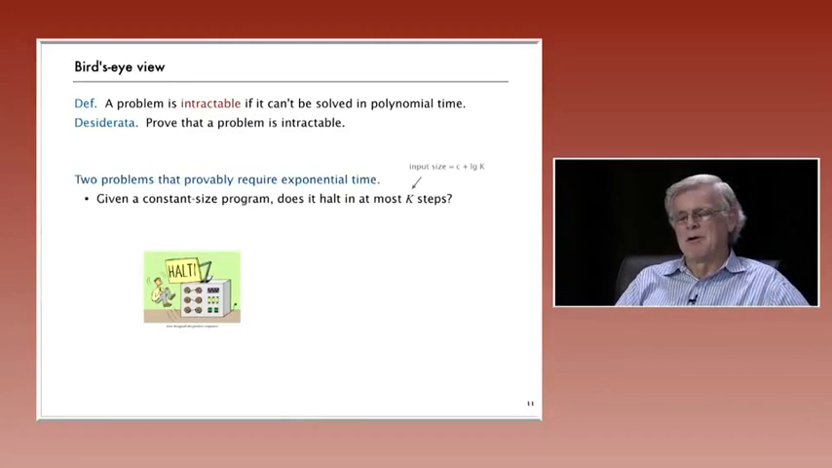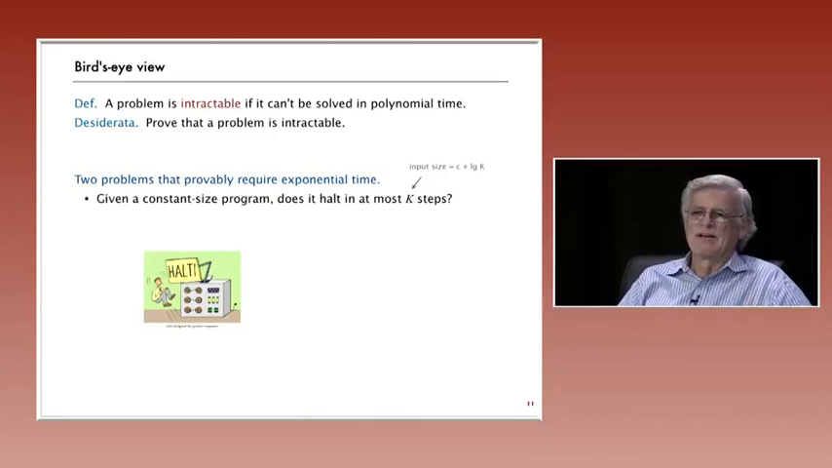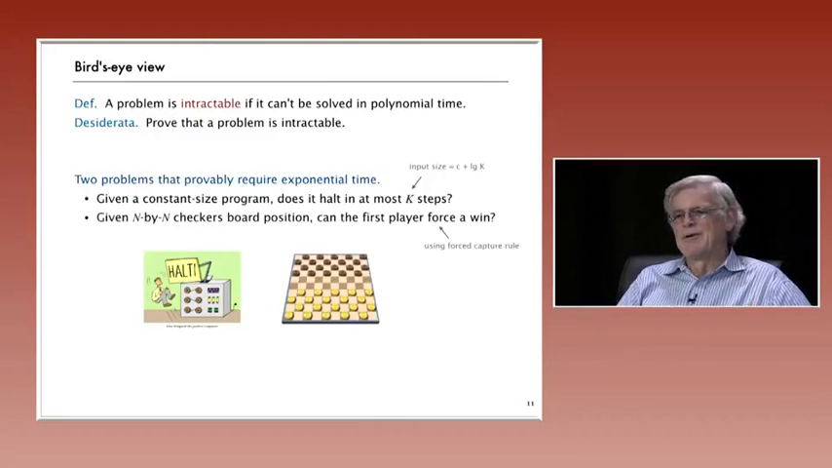There have been a couple of problems that have been proven to require exponential times, but they're a bit artificial. So here's one. Given a constant size program, does it halt in at most k steps? Or here's another one. Given an n by n checkers board, can the first player force a win if you have the force capture rule? Well, n by n checkers board for large n is, again, certainly a toy problem.